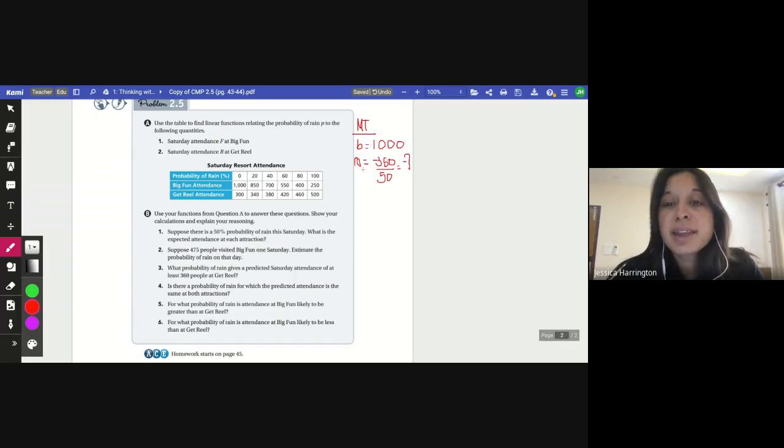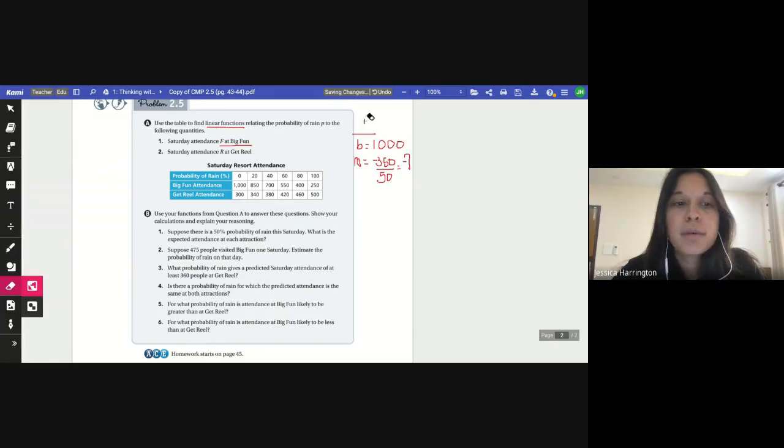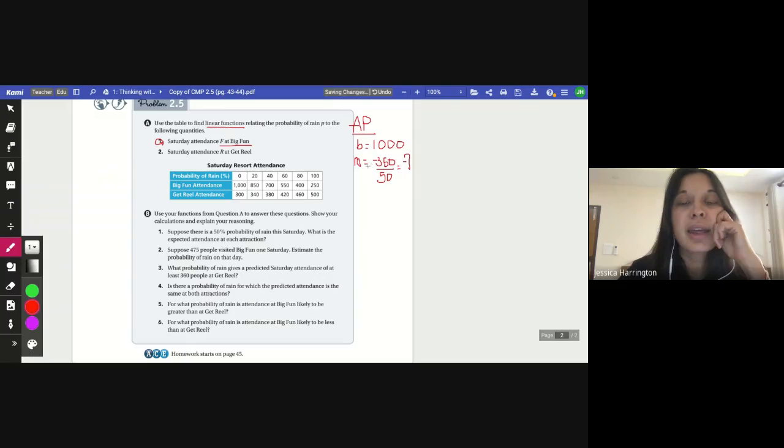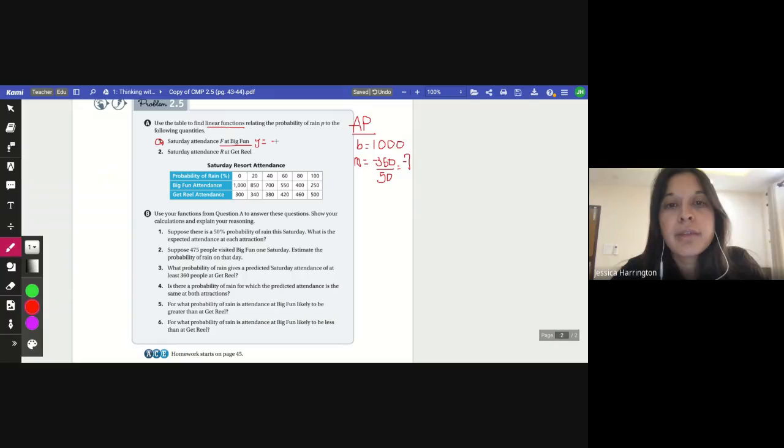So I can now write my linear function here for the amusement park. Oops, I realized that this was not the movie theater the whole time. Hopefully you guys caught that. This isn't the movie theater. This is for the amusement park. So I'm going to write AP, amusement park. Okay, this is number 1. So my slope-intercept form is going to be y equals negative 7x plus 1,000. That's what I think my function is going to be.